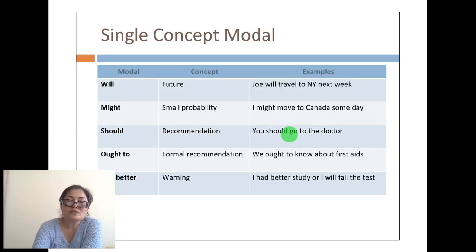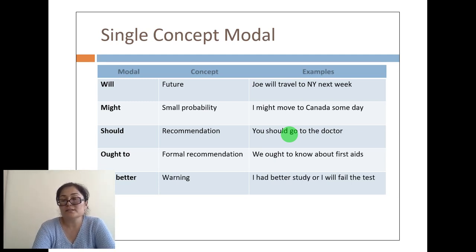Now single concept modals. Will expresses future. Joe will travel to New York next week. Might expresses small probability. I might move to Canada someday. Should expresses a recommendation. You should go to the doctor. And ought to expresses formal recommendation. We ought to know about first aid.